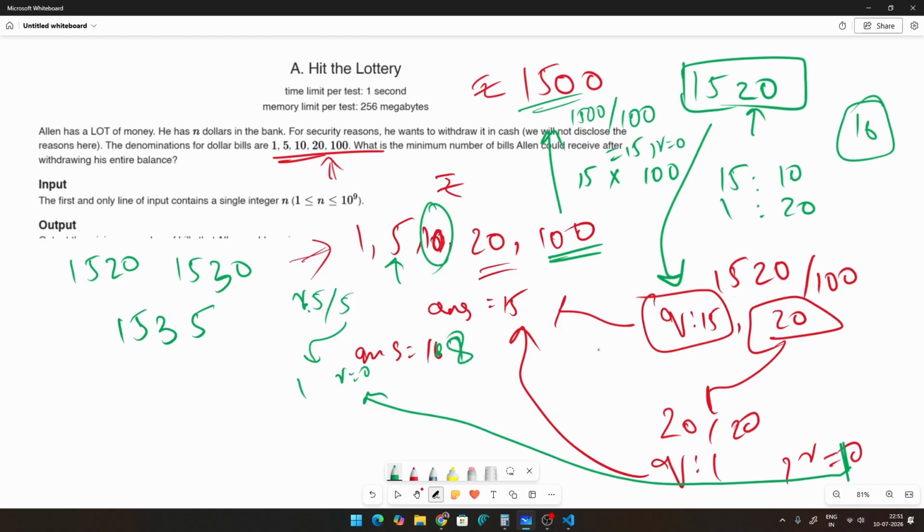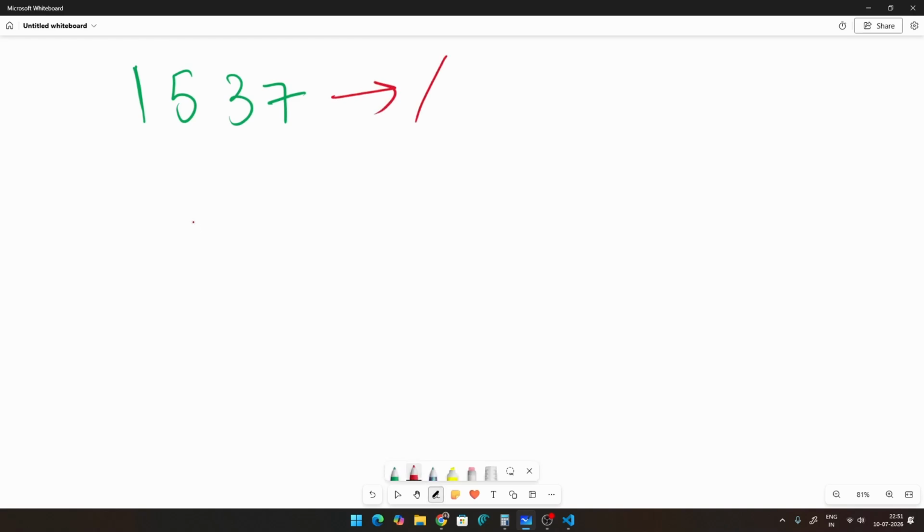Now finally, let us solve for one final case. It's going to be 1537. Based on our similar logic, we're going to try and work this out. The first thing is going to be, I'm going to divide this value by 100 and I get the answer 15, and the remainder of what?